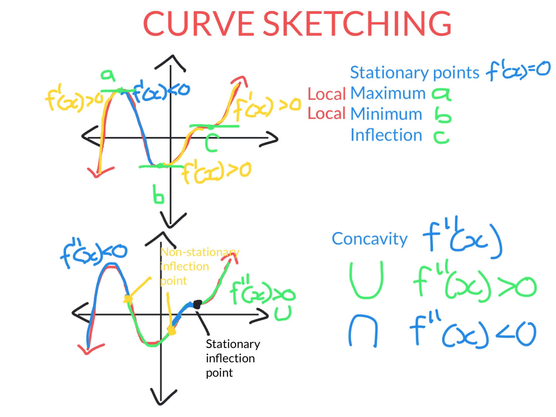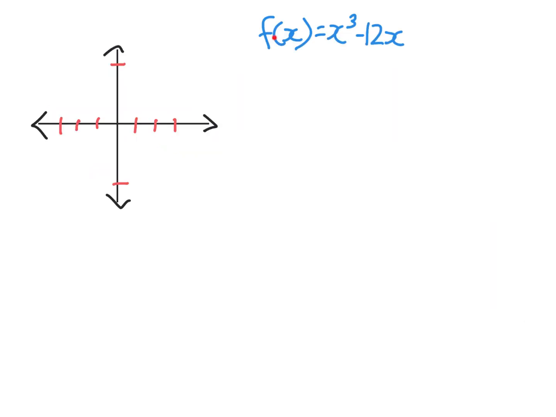So let's look at an example. We're going to graph f(x) equals x cubed minus 12x. So the first thing I'm going to do is find the y-intercept. That occurs when x equals 0, and I just get 0. So the y-intercept here is 0.